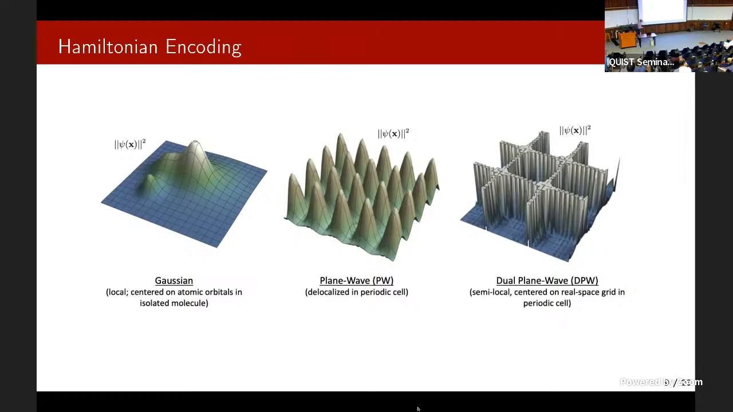calculations. However, it turns out, for reasons that I won't explain very fully, I'll just mention that this dual plane wave basis, DPW, which is semi-local, centered on a real space grid in a periodic cell, turns out to be quite efficient for quantum computers in ways that plane waves are not. So we're going to choose a dual plane wave basis to encode our Hamiltonian.